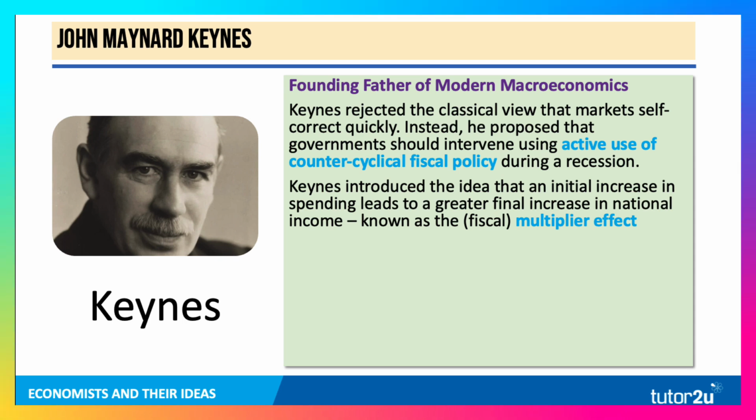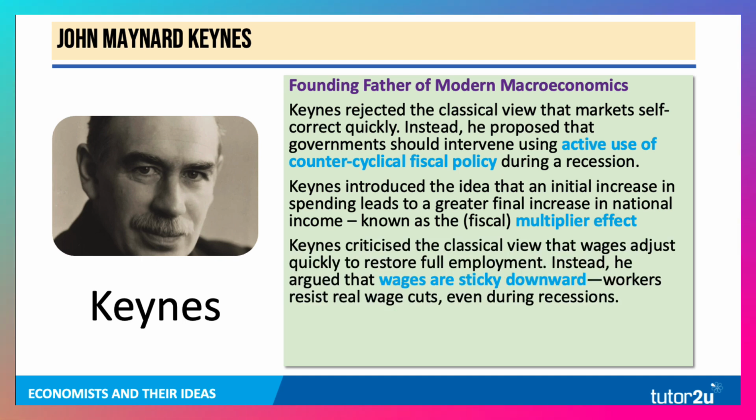He also introduced the idea that an initial increase in spending leads to a greater final increase in national income. So you'll know that as the multiplier effect, or the Keynesian multiplier, although it was actually Richard Kahn, I think, who did most of the work on this. But this is a really important idea, that the multiplier effect can be a powerful tool in the armoury of government macro policy. Keynes criticised the classical view that wages adjust quickly to restore full employment. So he was arguing that real wages are sticky downwards. Workers, for all kinds of good reasons, resist real wage cuts, even during recessions.